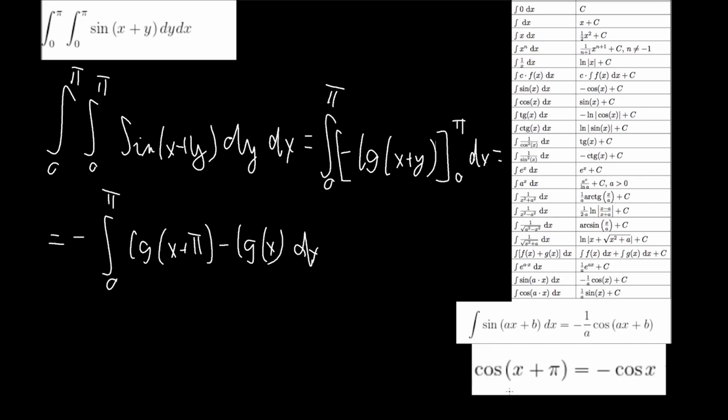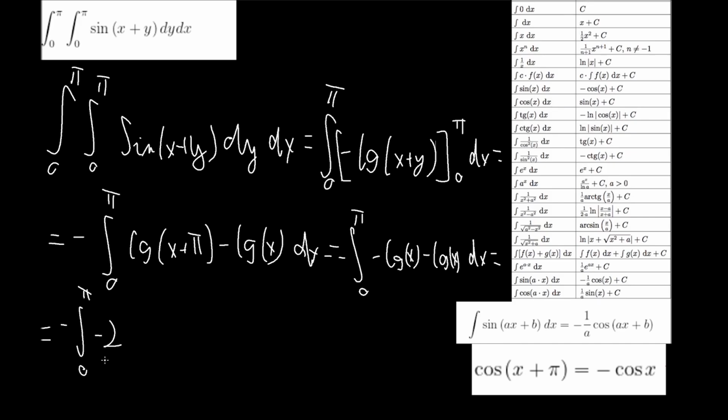And now let's use the formula for cosine plus pi. We're going to be given negative cosine of x minus cosine of x dx, meaning minus 2, which we can also pull out, cosine of x dx.